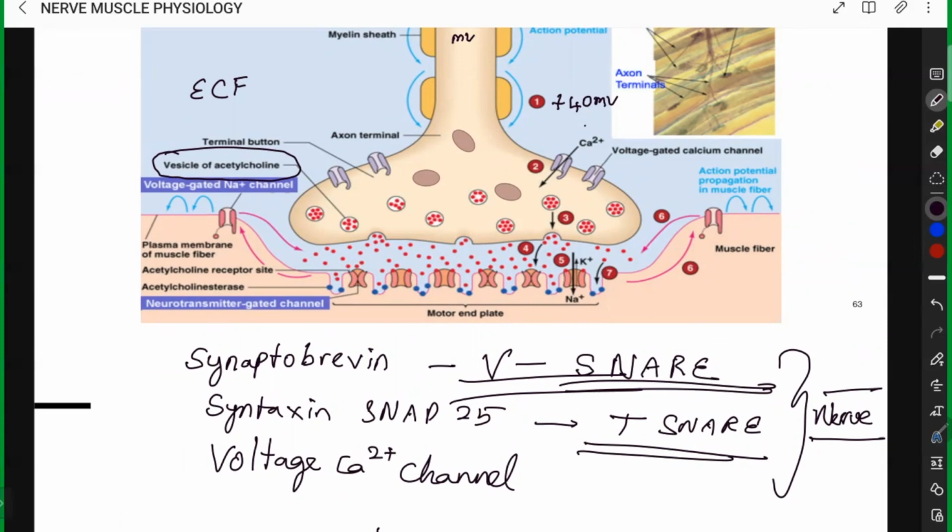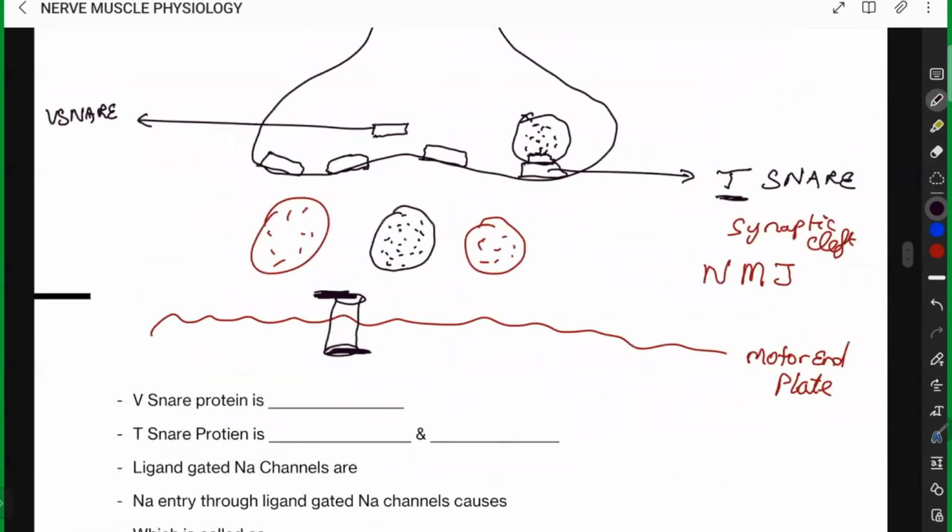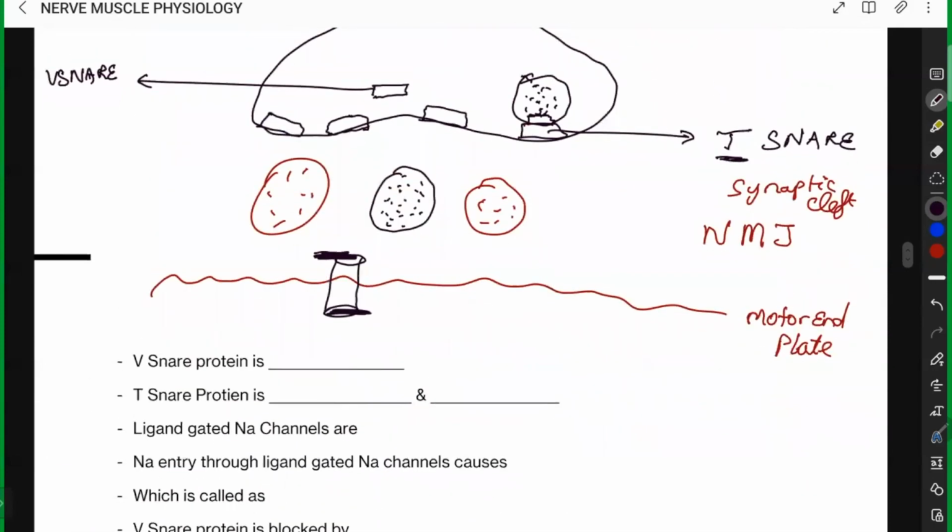What is the sodium channel? The ligand gated sodium channel. Now acetylcholine comes and binds to the receptor sites. So acetylcholine binds to the receptor sites at the motor end plate. This site is going to be called the ligand-gated sodium channel. Once it activates your ligand-gated sodium channel, now what happens? There is going to be an influx of sodium into your muscle fibers.